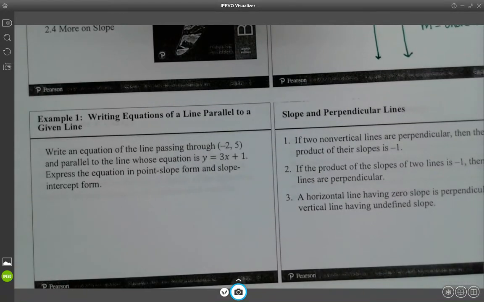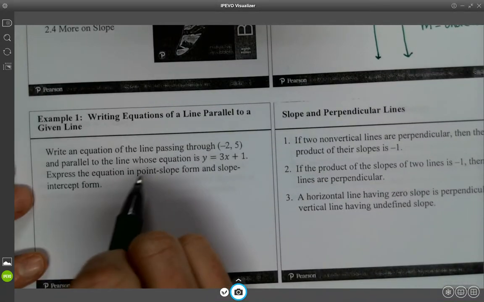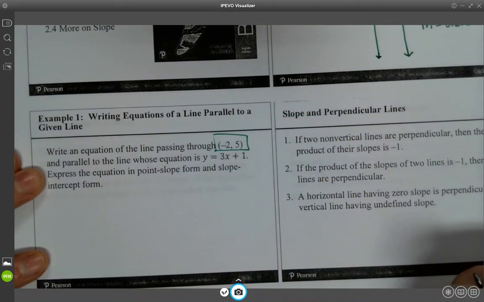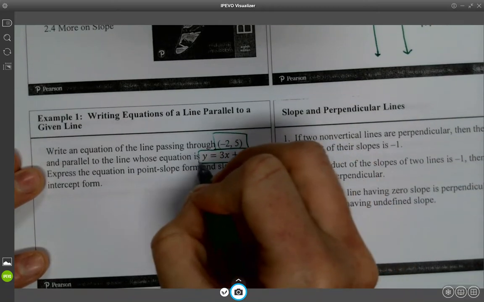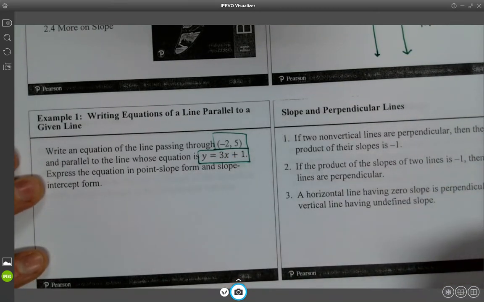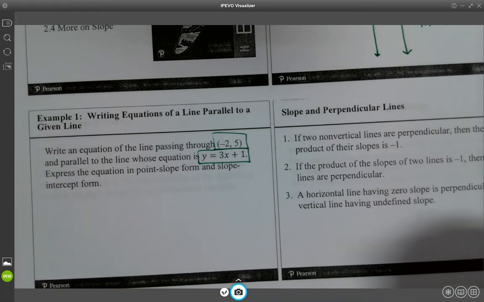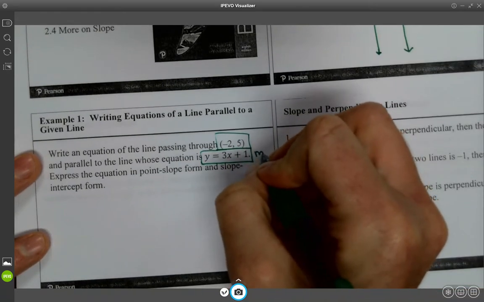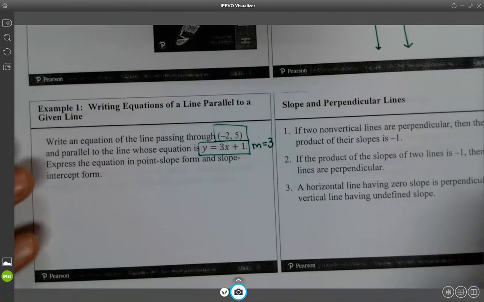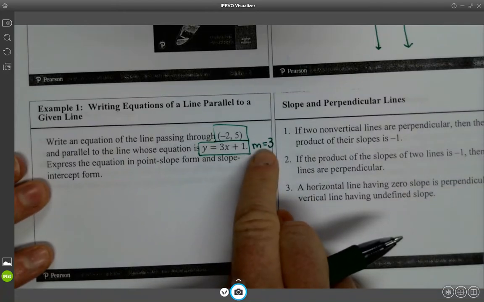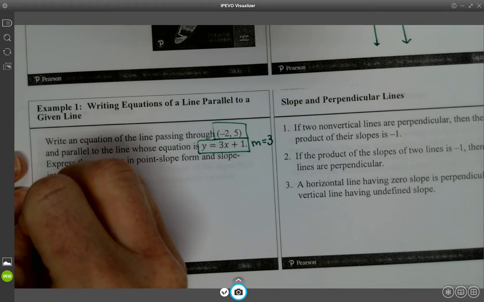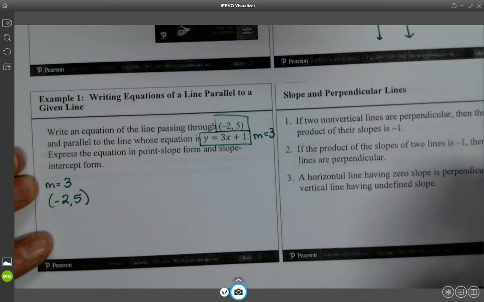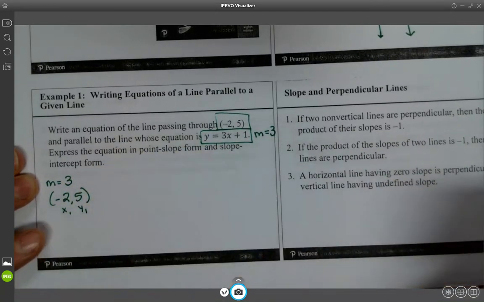Example 1, writing equations of a line parallel to a given line. Write the equation of a line passing through this point and is parallel to a line whose equation is y equals 3x plus 1. Express the equation in point-slope form and slope-intercept form. So let's look at what the slope is of this. It's 3. So we have a slope and we have a point. So m equals 3 and (-2, 5) is our coordinate pair, our x1, y1.